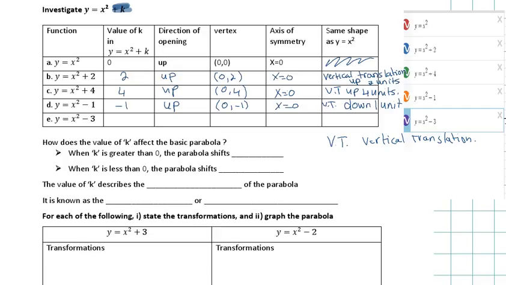Value of K is -3. Opening up. Vertex is (0, -3). Axis of symmetry is at 0. Vertical translation down 3 units.